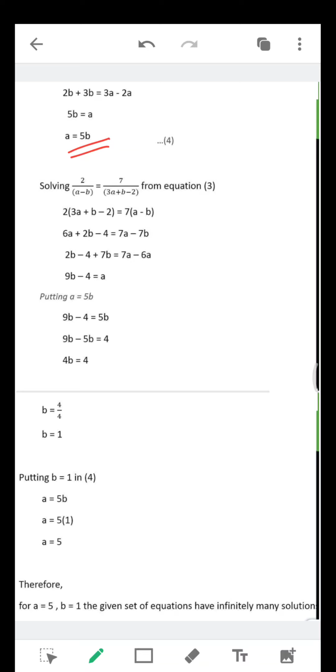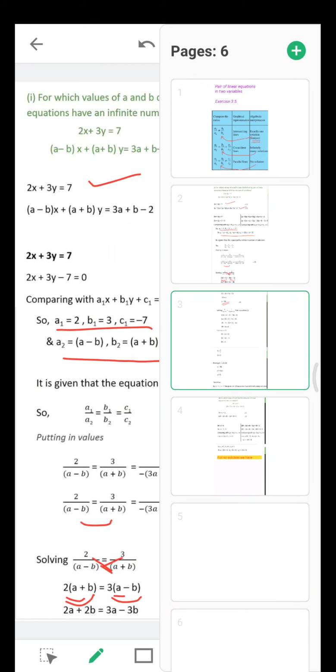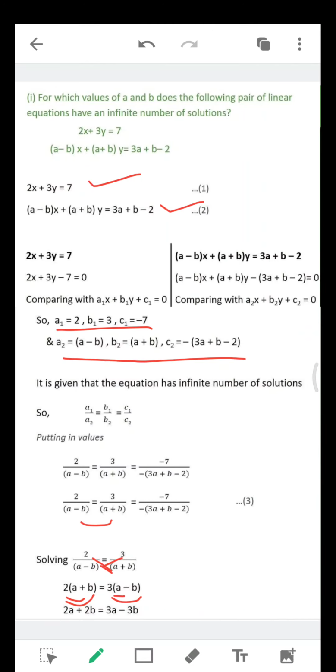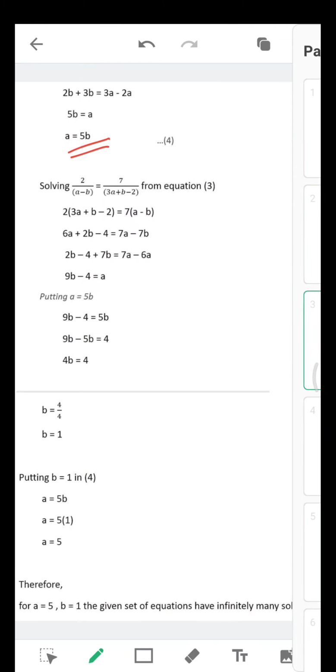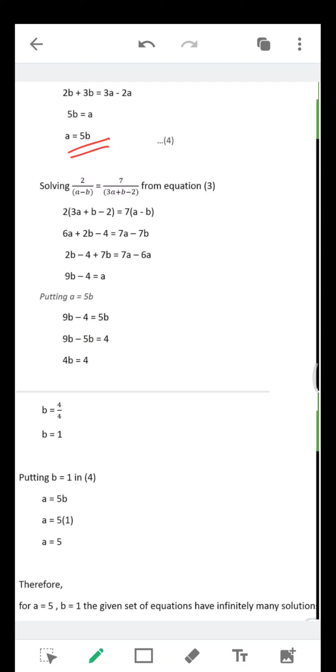Next I'll take the other part, 2 by a minus b, and equate with this to get another equation. You can even equate this too, that doesn't matter. So I'm equating the first, second, then first, third. When I equate the first and third, I get another equation by cross multiplying it, and the equation is 9b minus 4 is equal to a.